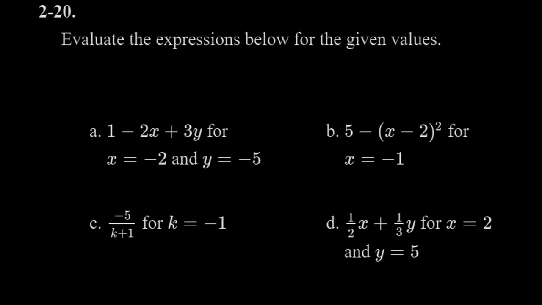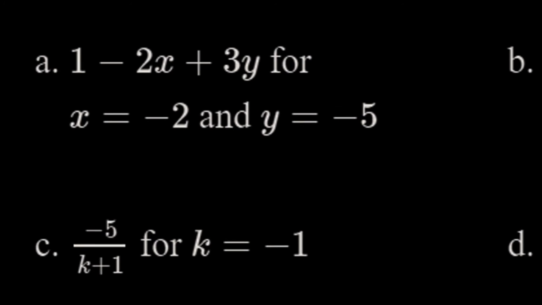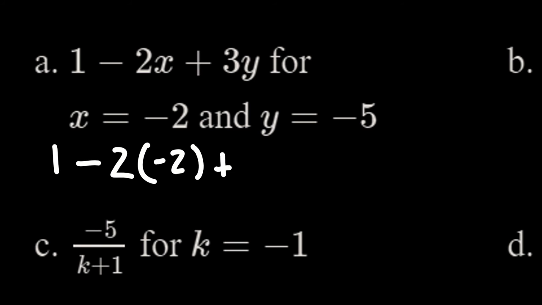Question 20 says, evaluate the expressions below for the given values. So for this first one, we're given a value of x that's -2 and a value for y that's -5. So when I'm doing this substitution, I'd like to go ahead and write 1 minus 2, and then I'm going to put in a -2 for the x, plus 3, and then for the y I'm going to place a -5. I do that so I can see this actual substitution happen and think a bit more about what precisely is going on.